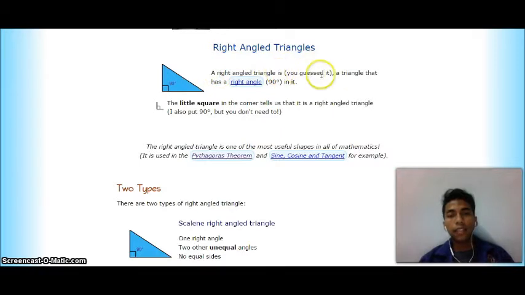A right angle triangle is a triangle that has a right angle, 90 degrees, in it, like this picture. A little square in the corner tells us it is a right angle triangle. You can also write 90 degrees, but you don't need to. This right angle triangle is one of the most useful shapes in all of mathematics. It is used in the Pythagoras theorem and sine, cosine, and tangent.